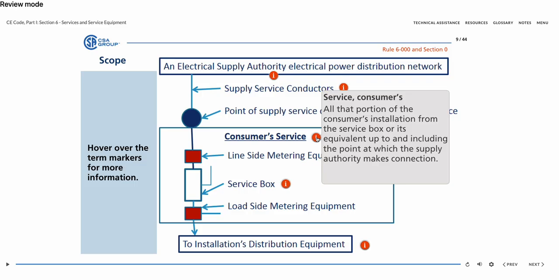Consumer service includes equipment such as the service disconnecting means, service overcurrent protection, and conductors. For an overhead service, the point of connection by the supply authority occurs at the point where the conductors emerge from the service head. For an underground service, the point of connection by the supply authority could occur at multiple locations. This includes at the service disconnecting means, the meter base, or supply transformer.